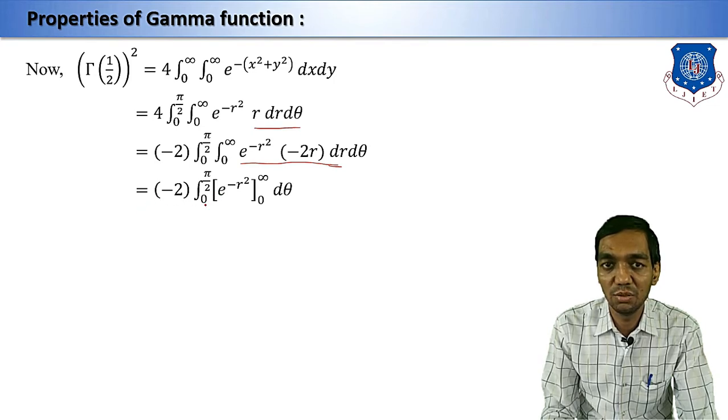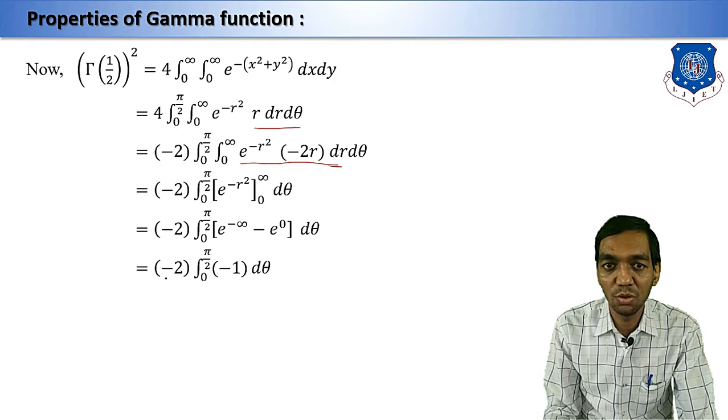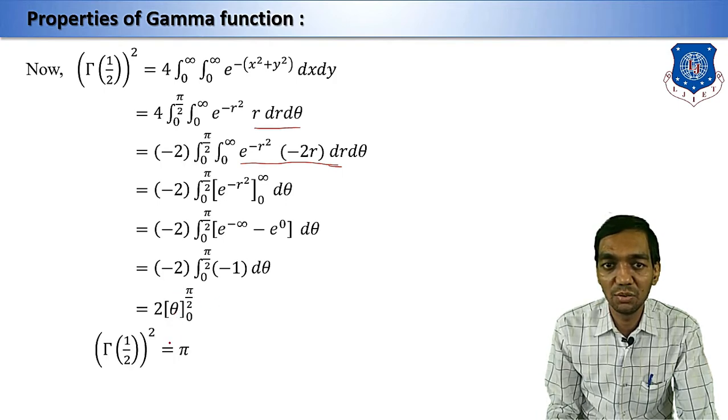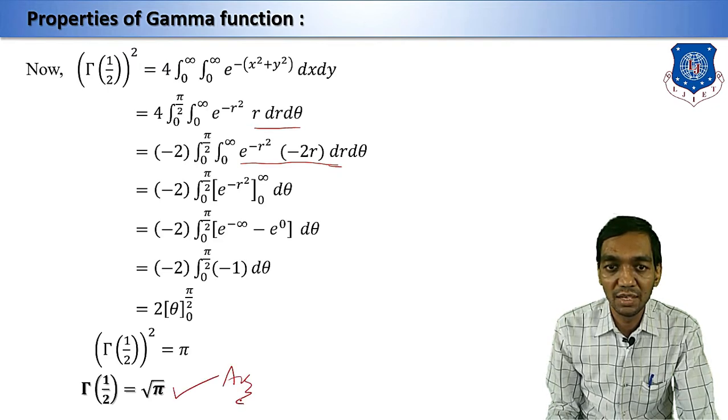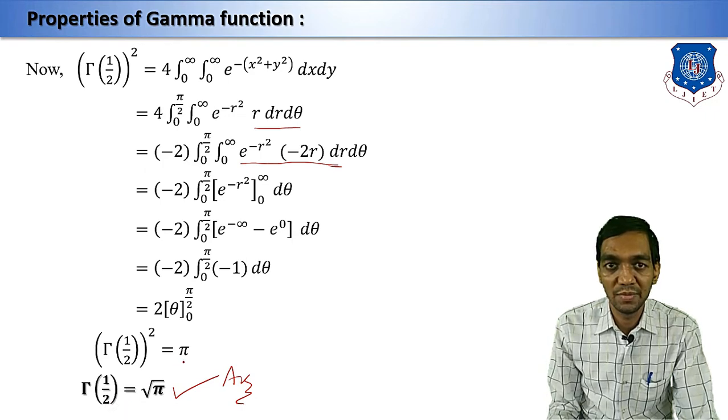So you have -2 into the integration from 0 to π/2 of [e^(-r²)] from 0 to infinity dθ. Put the limit: e^(-∞) will be 0 and e^0 will be 1. So you will have -1 common out, and dθ integrates to θ. Put the limit, and that will give you the answer π. That means (gamma 1/2)² = π. So you will have gamma 1/2 = √π. And this we have to remember. This is the fourth property of gamma.